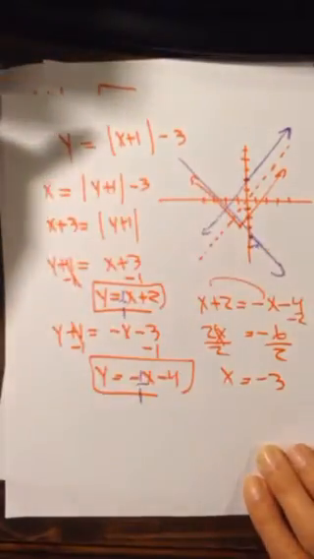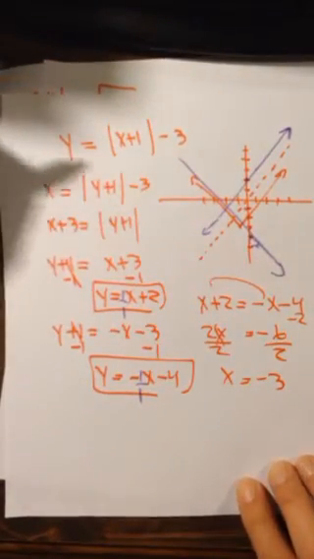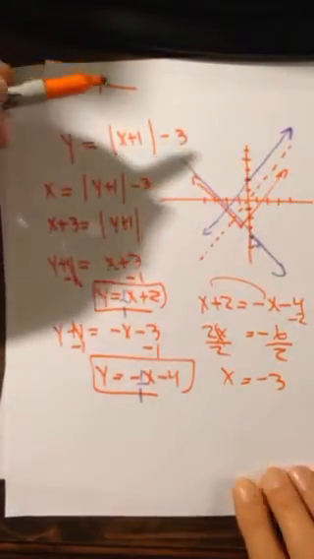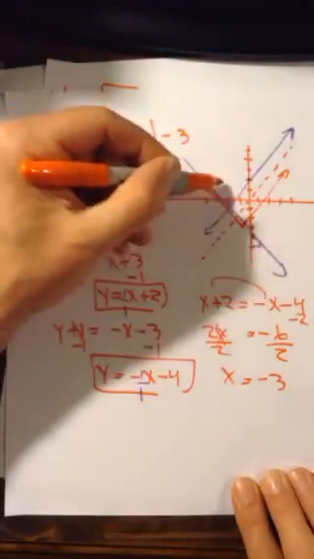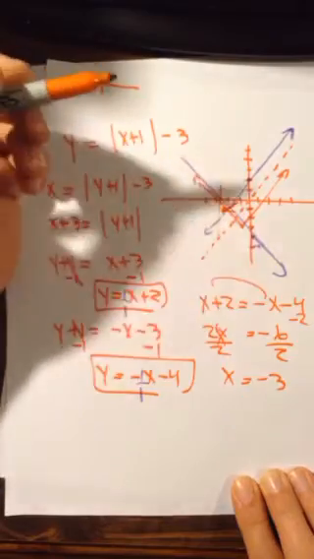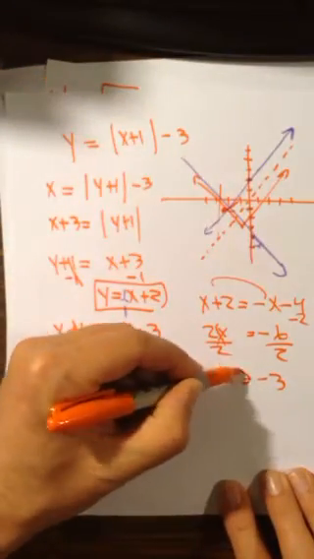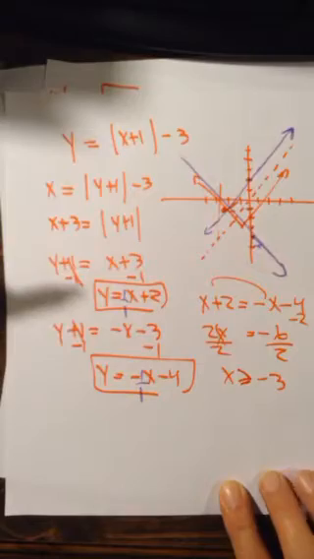Now definitely it's not equals, and my graph isn't perfectly accurate. I didn't have graph paper with me. But we know x has to be greater than negative 3. So technically I should have been out here a little bit more. And x is going to be greater than or equal to negative 3.